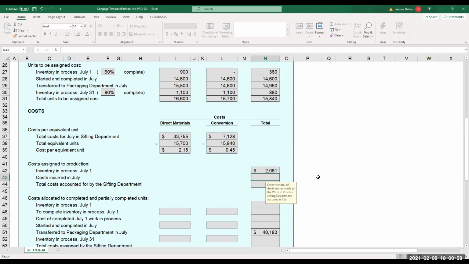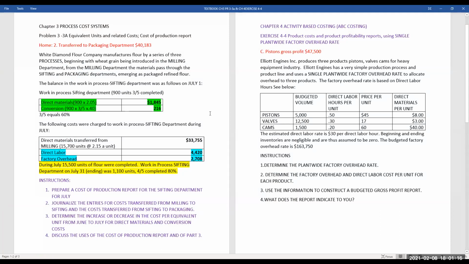Okay, so that's okay. So now we have to do the costs incurred in July. So let's go back and find out the cost incurred in July. So let's do the new share again. Let's see. What happens when we add all three of these numbers together? Actually, you know what? Can someone be kind enough to add these three numbers together for me and tell me what you get? I just want to make sure. You should get 40,883. Yeah, good.